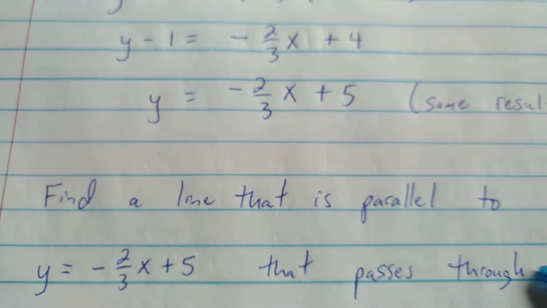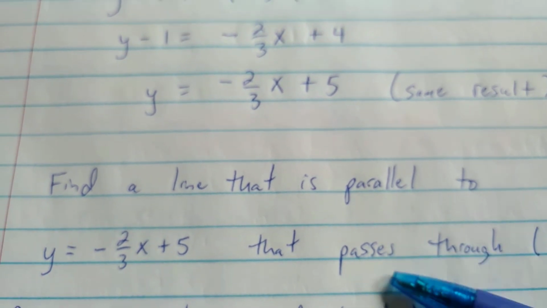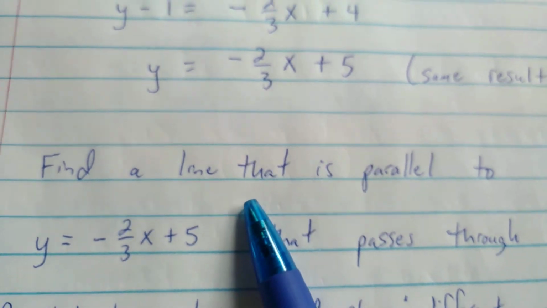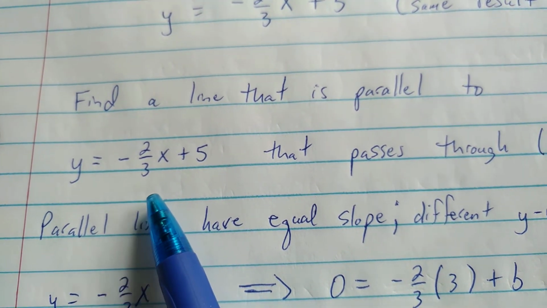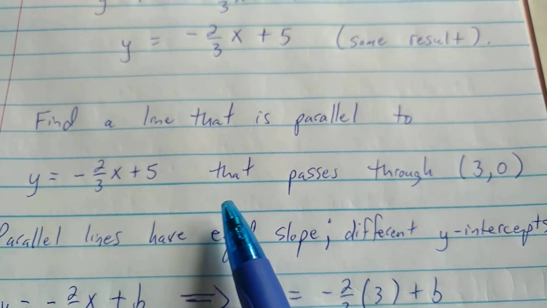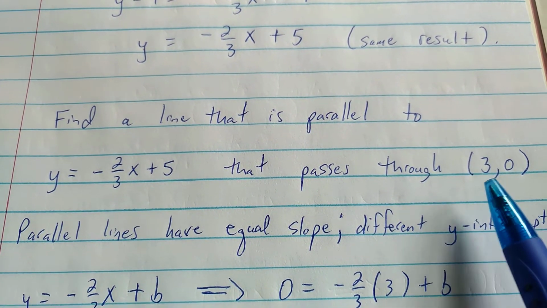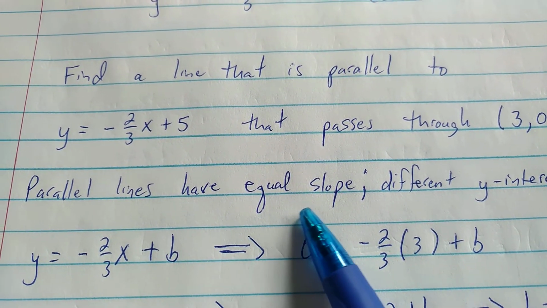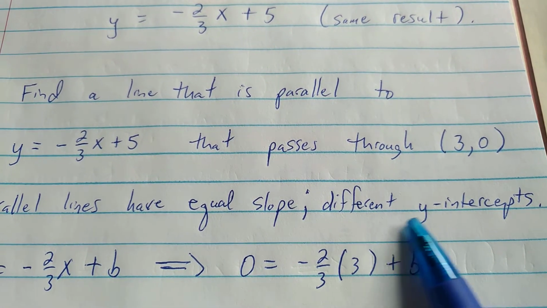Now what we're going to do is a different type problem. They will still give you information as in the previous problem. We still have a slope and a point, but now they're asking me to find a line that is parallel to the given line, y equals negative 2/3 x plus 5. Not only is it going to be parallel, but I'm also going to give that it's going to pass through a point, namely 3, 0. Keep in mind that parallel lines have equal slopes.